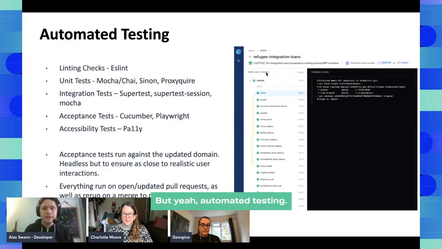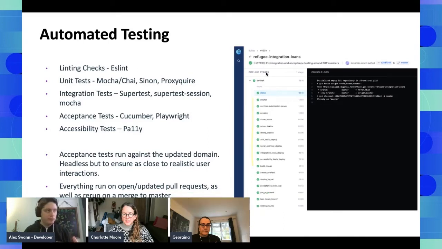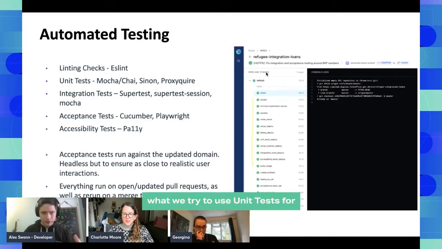Yeah, automated testing, we've got linting checks with ESLint. We've also got unit tests with Mocha, Chai, Sinon, and Proxyquire. Integration, and that's more sort of for the controller behavior and model logic. That's sort of what we try to use unit tests for.